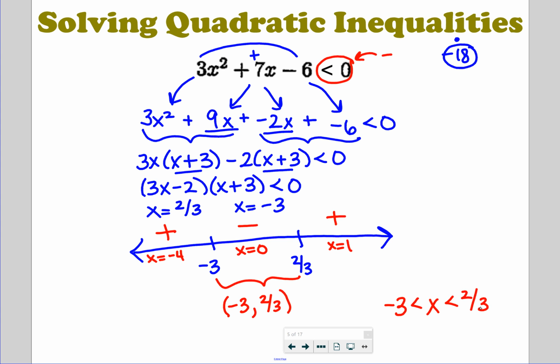Inequality symbols always point in the same direction, at the smaller number. Again, if you want to check it, graph this in your calculator and see if between those two values on your x-axis is when your parabola is negative, when your y values are negative.